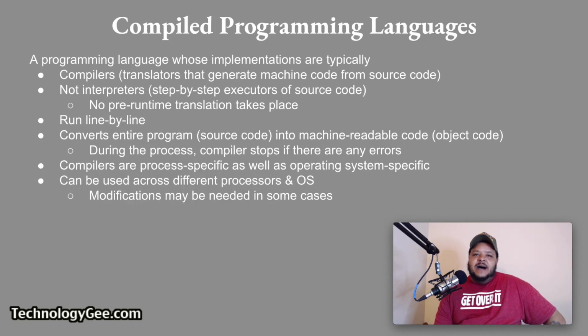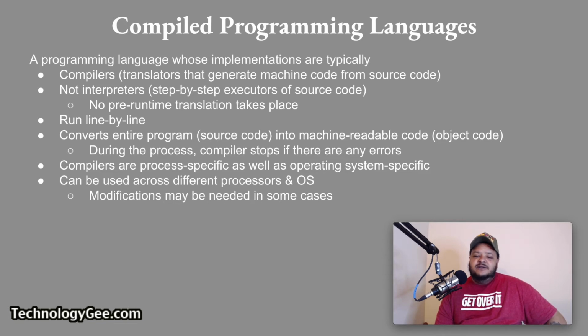Let's talk about compiled programming languages. So a compiled language is a programming language whose implementations are typically compilers or translators that generate machine code from source code, and not interpreters, which are step-by-step executors of source code where no pre-runtime translation takes place. Interpreted programming languages are run line by line. Markup languages work tag by tag.